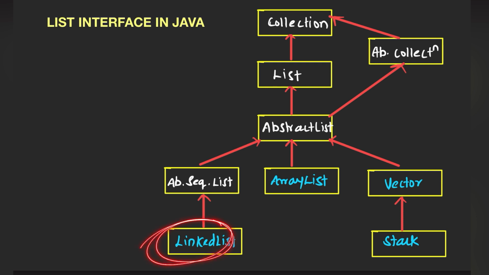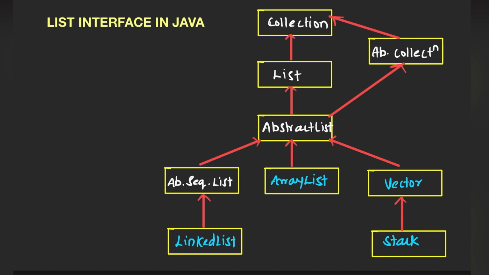The second one is called a linked list. It is simply the implementation of the doubly linked list. The third one is called vector and the fourth one is called the stack. The only problem with the vector and the stack is that they are basically designed for multi-threaded purposes. Therefore, it is highly recommended not to use stack and vector if you are designing the code for single-threaded purposes. So this is the basic explanation of this property.